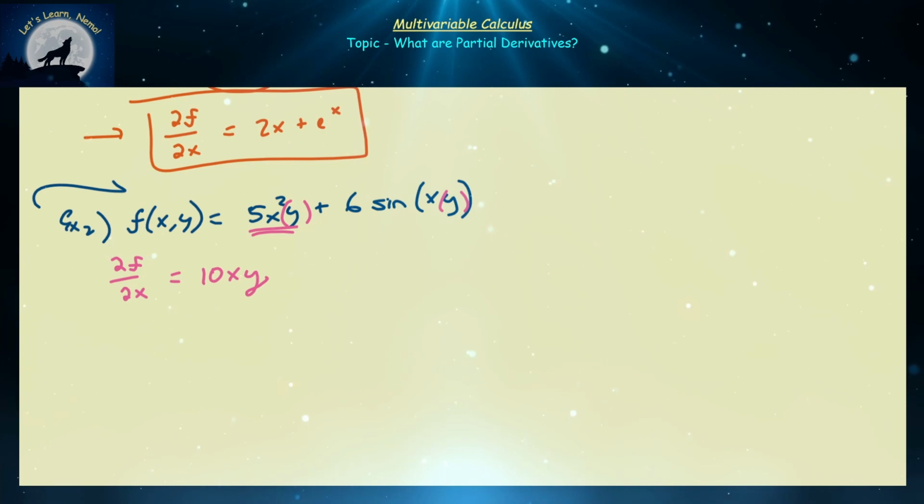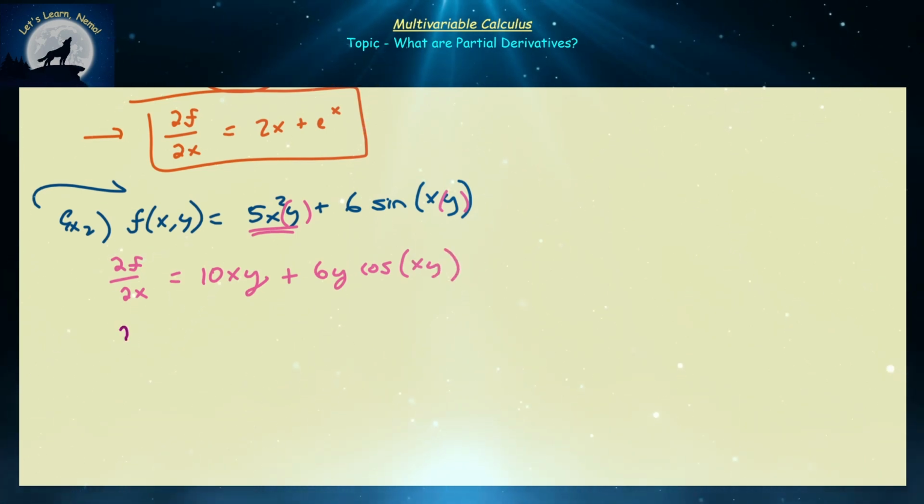So that constant is going to come out via the chain rule. So we're going to have plus 6y times the cosine of xy. So what about the partial derivative of f with respect to the other variable, say y? Here we're going to hold x constant.